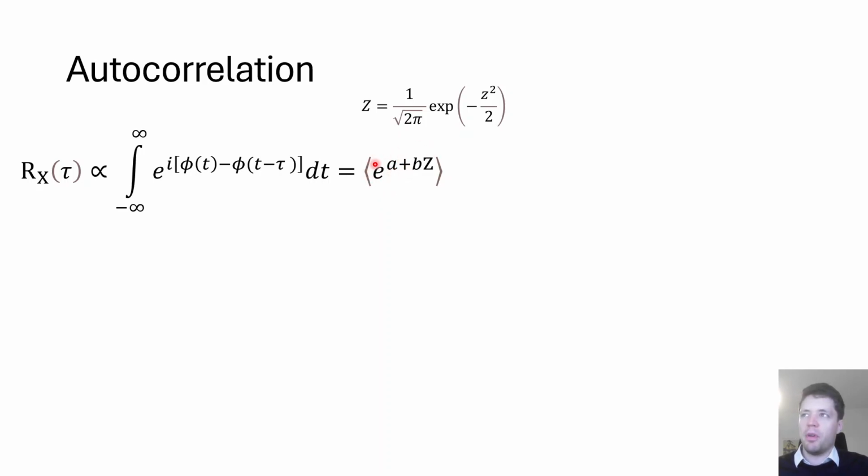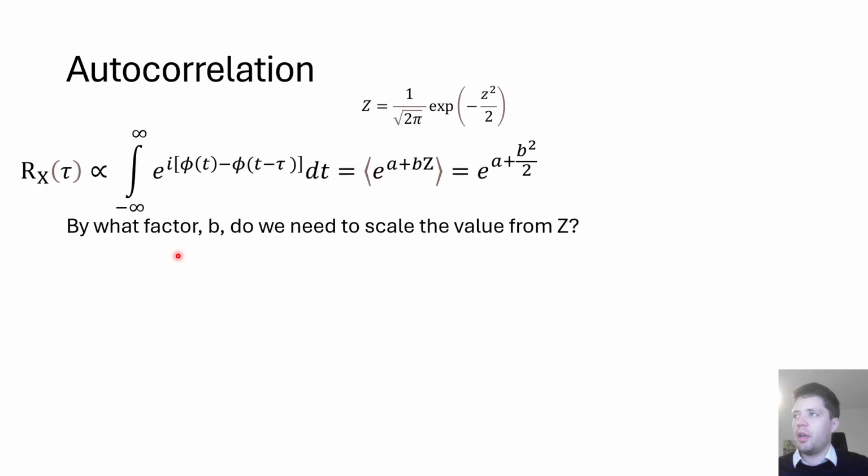Now, it turns out that the expectation value of this, I guess it's called the log normal distribution, is just equal to e to the a plus b squared over 2. So the point is that instead of evaluating this integral here, we can just think about computing this expectation value and then plugging into this expression here. Now, first of all, we can assume that a is equal to 0 because we're interested in the phase evolution and we don't really care about any constant phase offset, so we can just ignore that. And the question is then, what factor should we scale b by in order for b to follow the same probability density as the one shown on the previous slide.